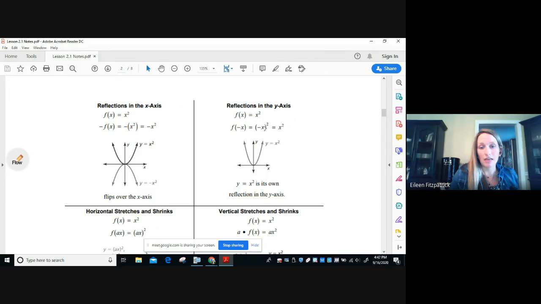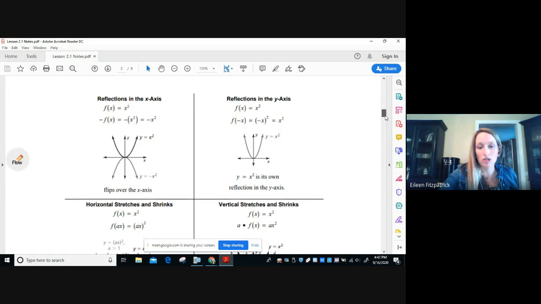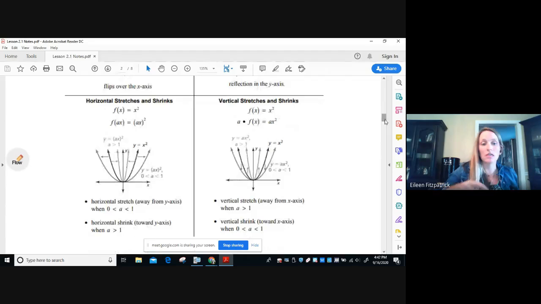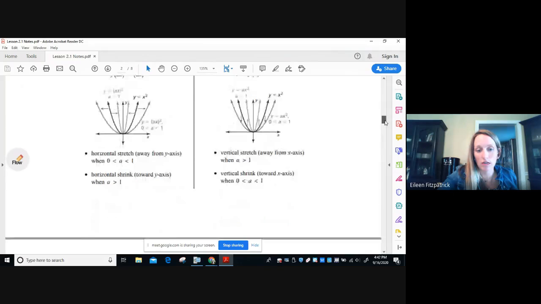Over here, if the negative is inside the parentheses, so it's changing the sign of the x, that means it's reflecting over the y-axis. All right, and then finally, we have horizontal shrinks and stretches. So if there is a number inside the parentheses with the x, multiplying the x values, that's going to be a horizontal stretch or shrink, depending on what the a value is, and we'll talk about that. And then if the a value is outside of the parentheses, it's a vertical stretch or shrink.